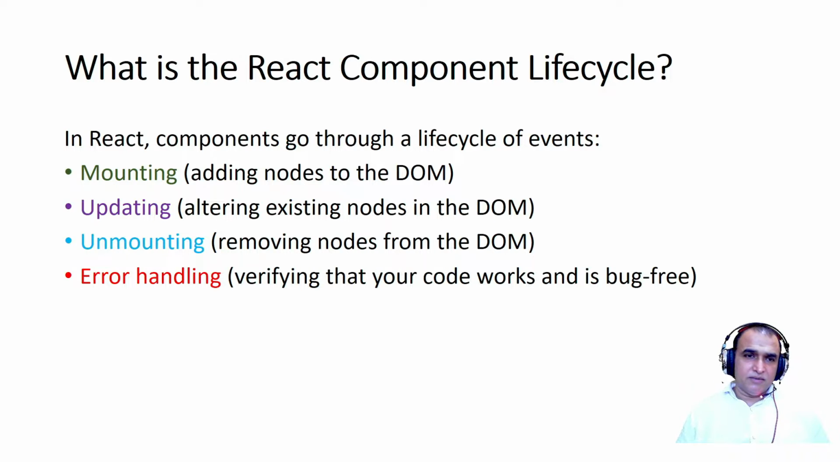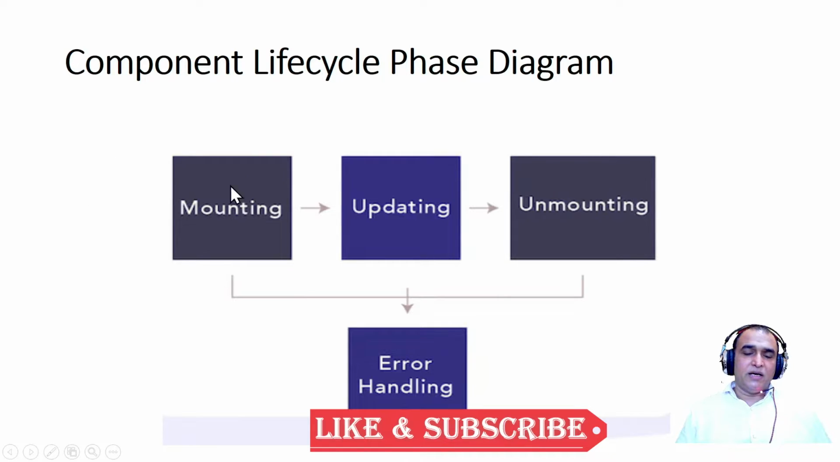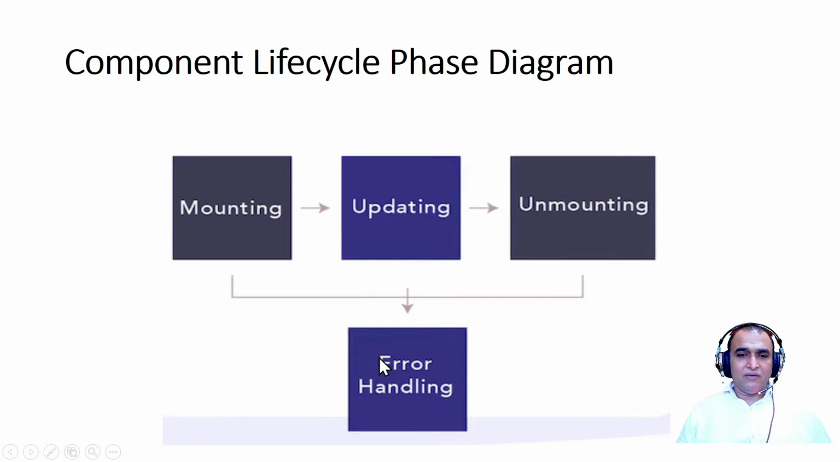Whenever we make some changes in the state and the props of a component and do some updates, then we have the updating phase. That means we alter something in the DOM. And if we delete a component from the DOM, then we have the unmounting phase. So we have three phases basically in the component lifecycle. We can understand it by this diagram. We have the mounting phase, the updating phase, the unmounting phase, and if we have an error in these three phases, then we go to the error handling phase.